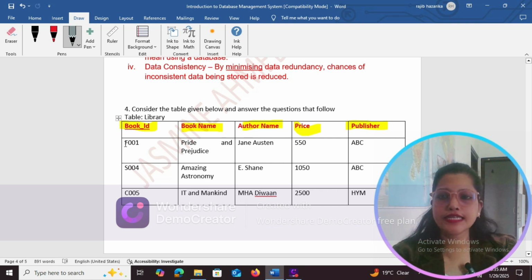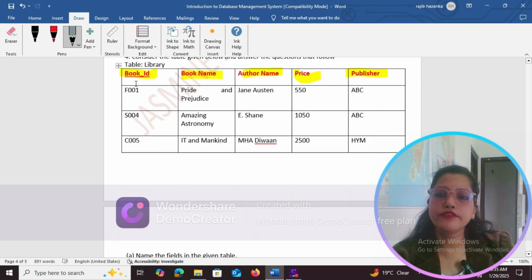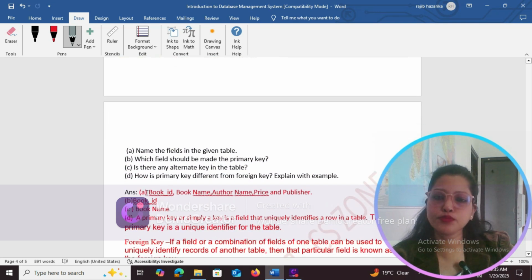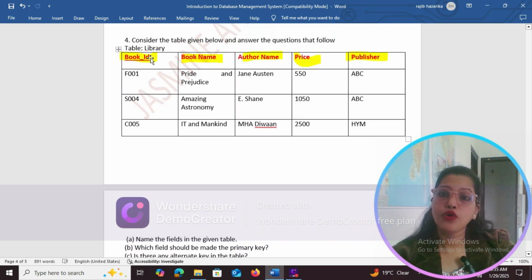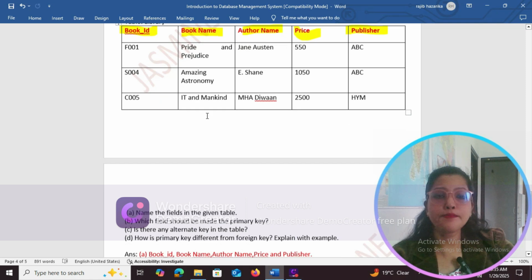Okay, these are the field names. So here what is given? So the answer is book ID, book name, author name, price and publisher. So next question, which field should be made the primary key? It depends upon the situation which field you will set as the primary key. So here, according to the scenario, we will set book ID as the primary key.